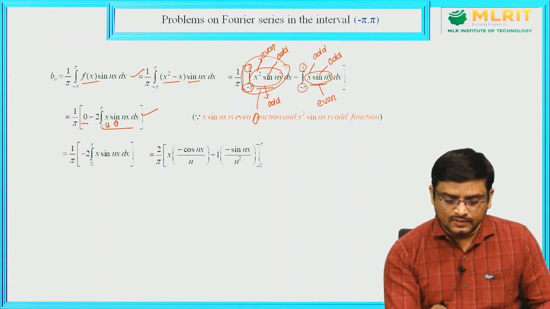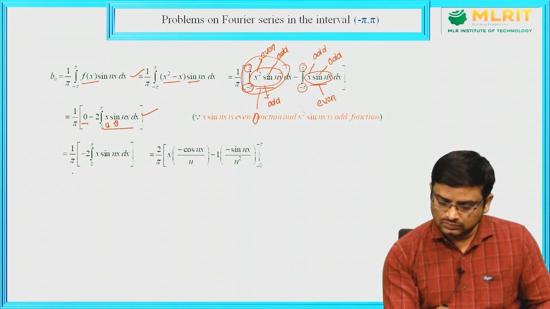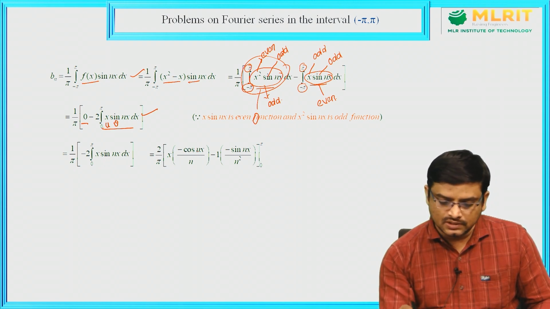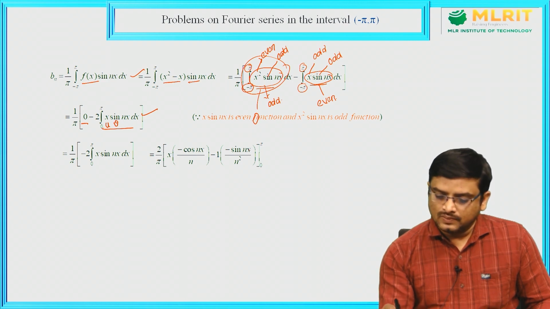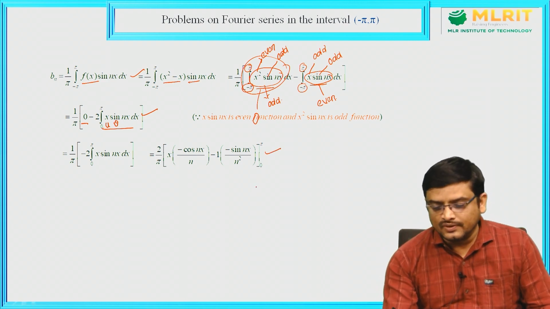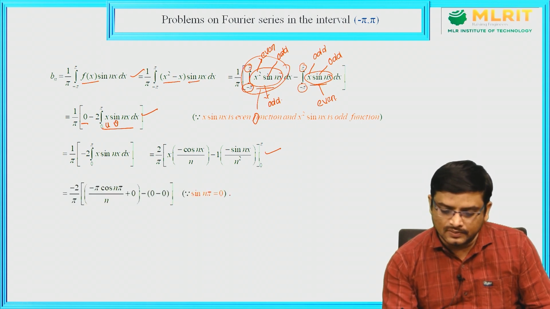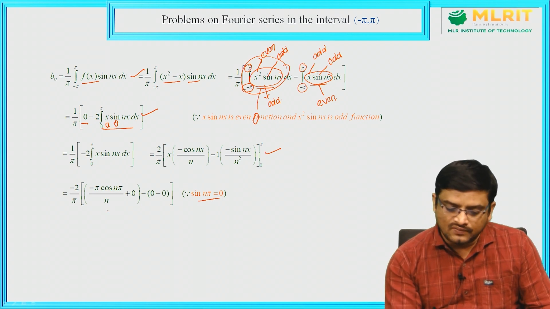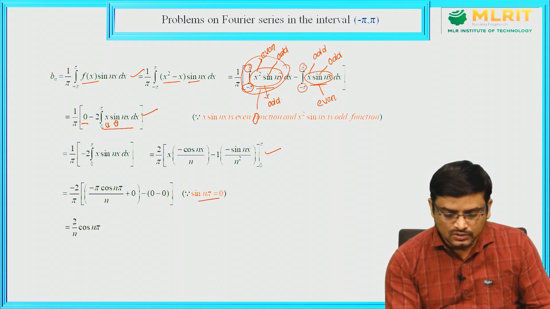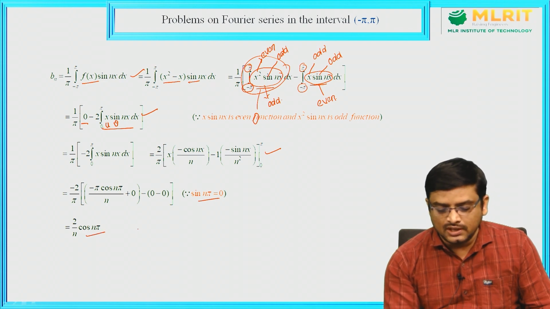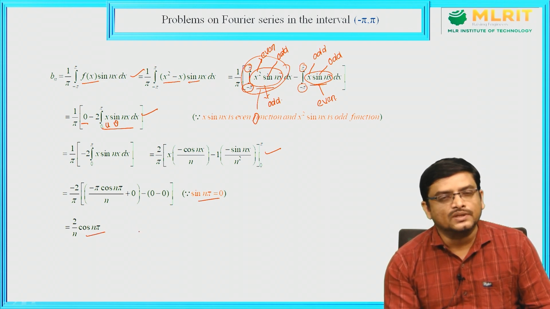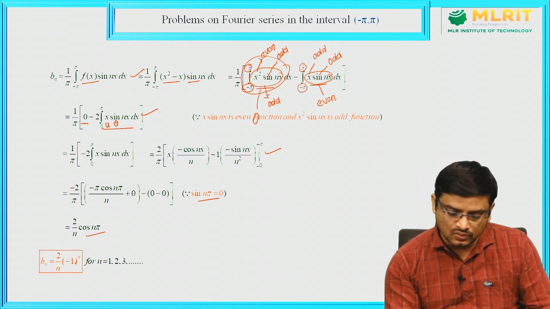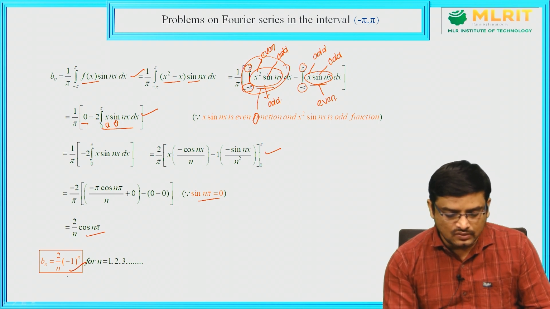So 2 by pi, you take the 2, x into integral of sine, you will get minus cos nx by n minus of minus, this is the uv formula we applied. Then substitute the upper limit and lower limit here. So sin n pi equal to 0, you substitute that value, and finally you will get this value equal to 2 by n cos n pi. So already we have seen cos n pi, we can replace that value with minus 1 whole to the power of n. So 2 by n minus 1 whole to the power of n. So this is the value of bn.